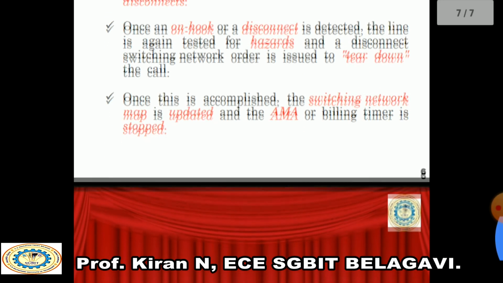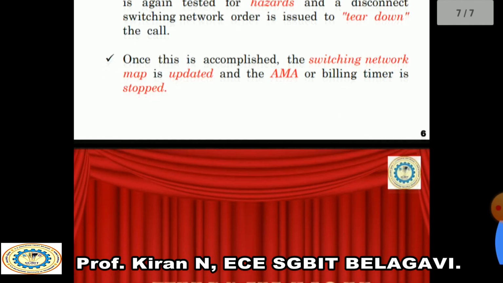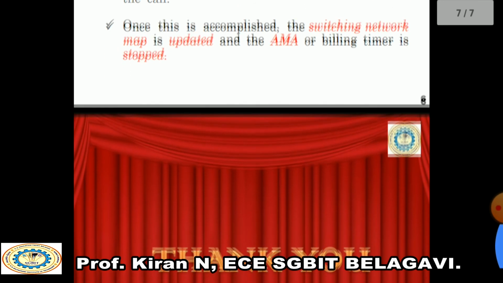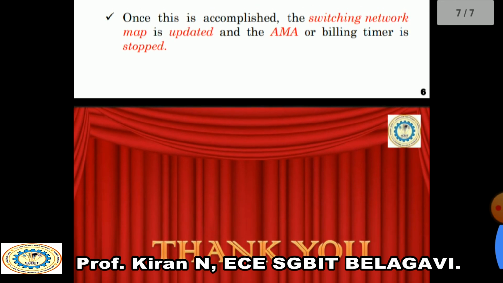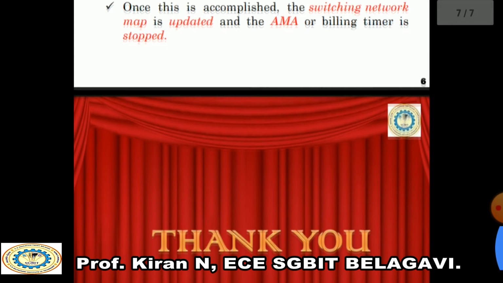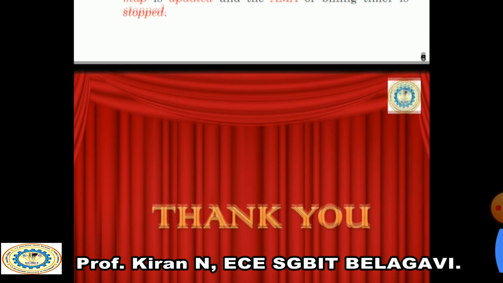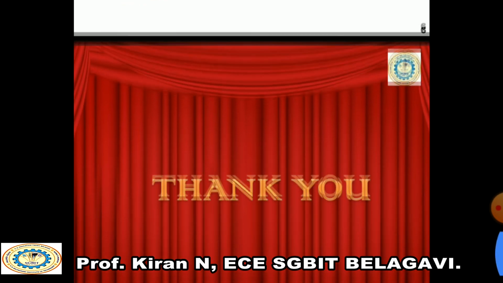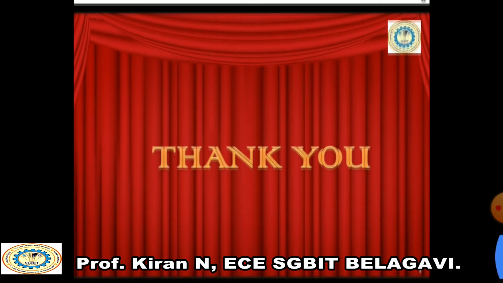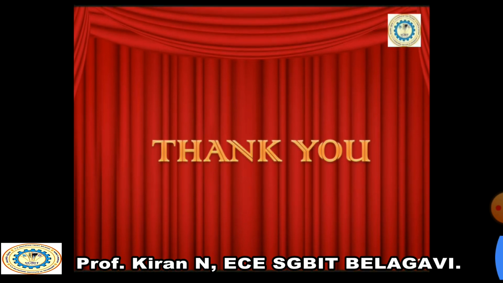Upon disconnection of the call, the switching network map is updated and the billing timer is stopped. Once the call is disconnected, the switching network is mapped, the bill is updated and the timer is stopped. So this is what happens in the disconnect sequence. These are the two types of activities performed in the call module during connectivity of a call, that is connect and disconnect.